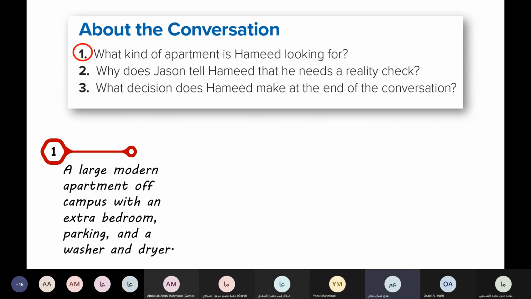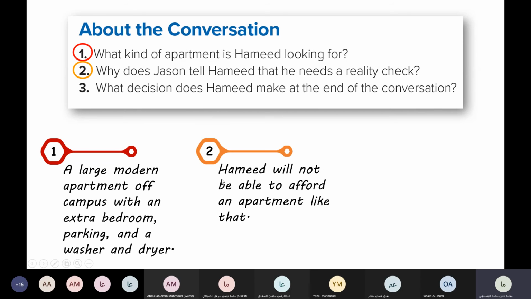Because it costs a lot of money. Good. Because his ideas are not realistic. Hamid will not be able to pay for an apartment like that. He will not be able to afford an apartment. He doesn't have a lot of money to pay, let us say $2,000 every month. Good. The last question.